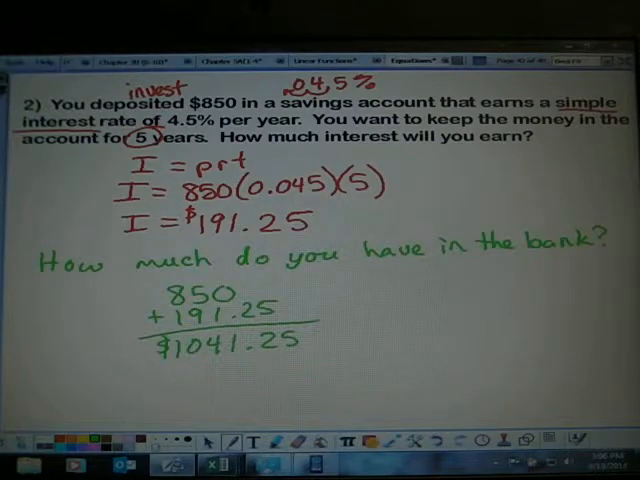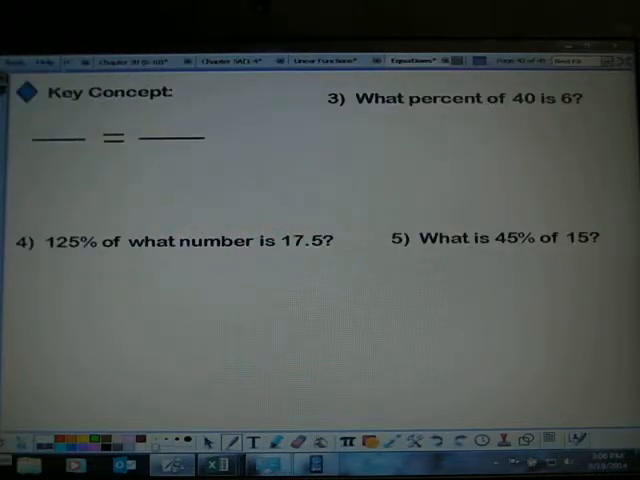And we're going to switch gears a little bit, get away from simple interest, but still work with those percents. Our key concept: if you can remember this formula, is over of equals percent over 100, you can solve every problem using cross multiplying. You don't have to change whether you're missing the is number or the of number or the percent number. It's all the same if you set it up this way.